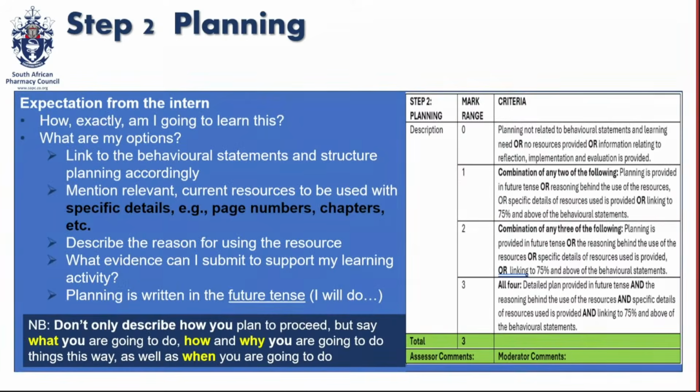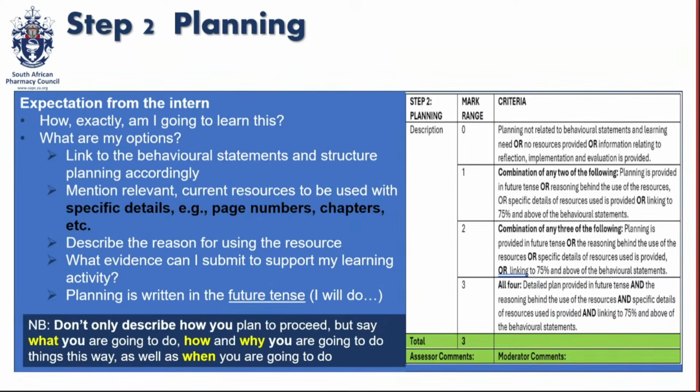The next step is your planning process. As the name states, in the planning section, how are they going to do this? How are they going to plan whatever they want to achieve that they've just mentioned in the reflection component? They need to explain to the assessor and moderator a clear description of what the plan is. So how exactly am I going to learn this? What resources am I going to use in order to achieve that particular competency standard? So what are the options? They link their behavioral statements and structure planning accordingly, mentioning relevant current resources to be used.